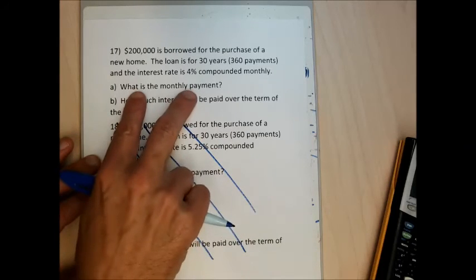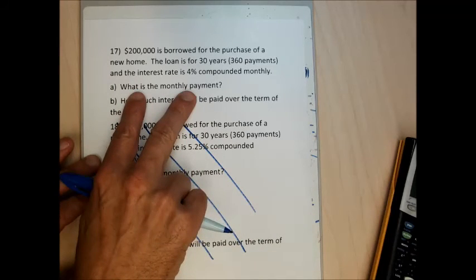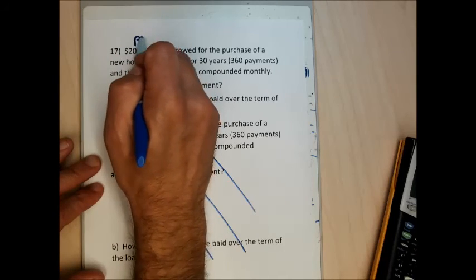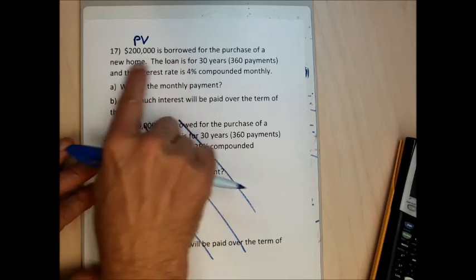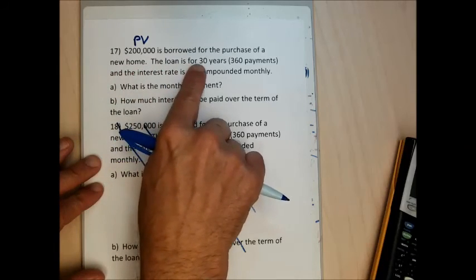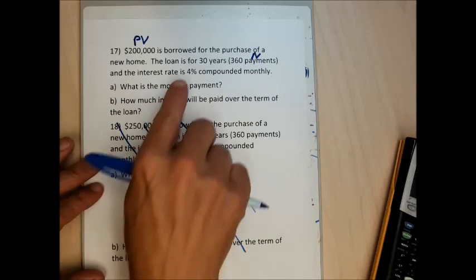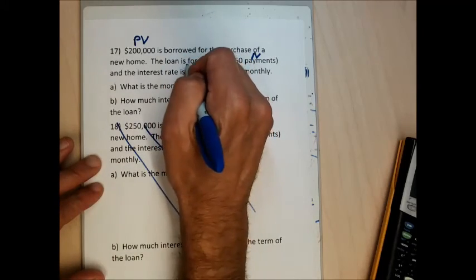So 17, the first thing I need to do is figure out a monthly payment. First thing, $200,000 is borrowed. That's going to be a PV. To purchase a new home, the loan is for 30 years. 360 payments is going to be the N. The interest rate is 4%, which is the I.